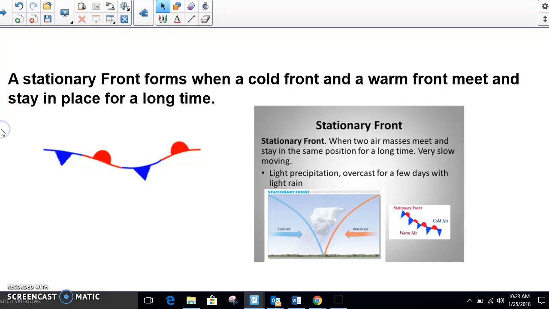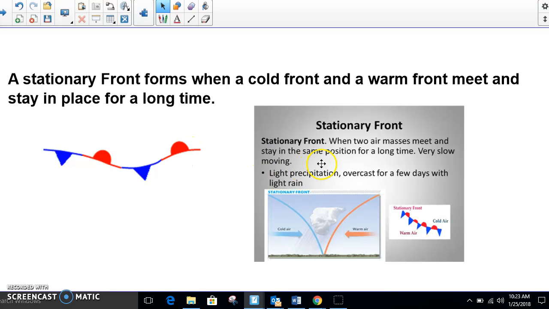We also have the stationary front. And the stationary front forms when a cold front and a warm front meet and they stay in place. So none of them is moving over each other. They just stay there and none is moving. Because probably they have the same pressure and same strength. If you look at the symbol, you see that the blue is for cold front, pointing in one direction. And the semicircle in red is for the warm front, they're going in the opposite direction.